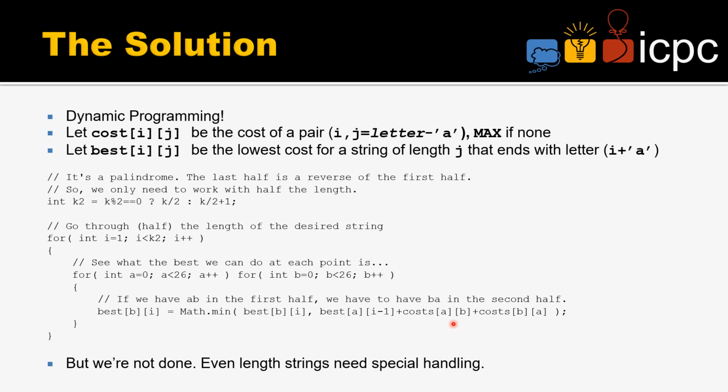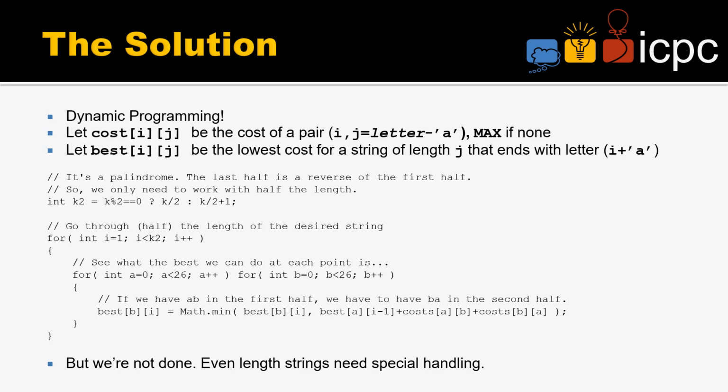Now remember that since this is a palindrome, if we've got AB on the first half, we're going to have BA on the second half. So we need to add not only the cost of AB, but also the cost of BA. And that's how we would do things if the string were of odd length.